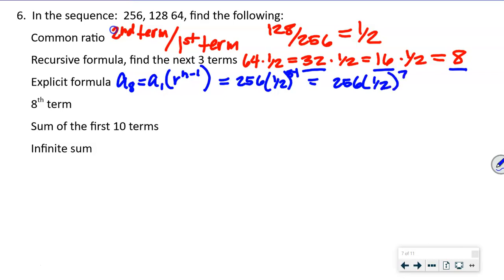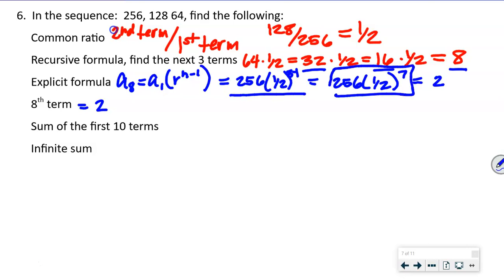Now when I do this in the calculator, you can do it 256 times 1/2 to the 7th power. It'll do it right if we do it this way. But I often do 1/2 to the 7th power first and then multiply it times 256. Either way, the answer is going to be 2. So the 8th term is 2. Okay? This was the formula right here. Well, actually, this is the formula.